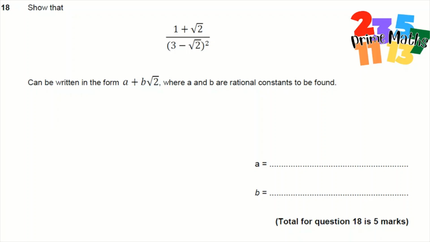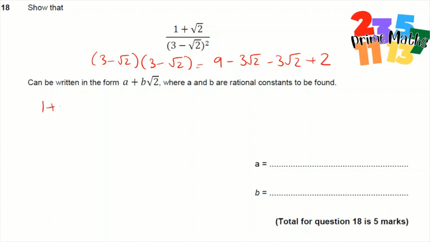Question 18, we need to rationalise the denominator. The first thing we do is expand the brackets at the bottom. So we can see that 3 minus root 2 multiplied by 3 minus root 2 is going to be 9 minus 3 root 2 minus 3 root 2 plus 2. Okay, this means that our fraction is left as 1 plus root 2 over 11 minus 6 root 2. To rationalise the denominator, we need to multiply by the conjugate, so multiply that by 11 plus 6 root 2 over 11 plus 6 root 2.